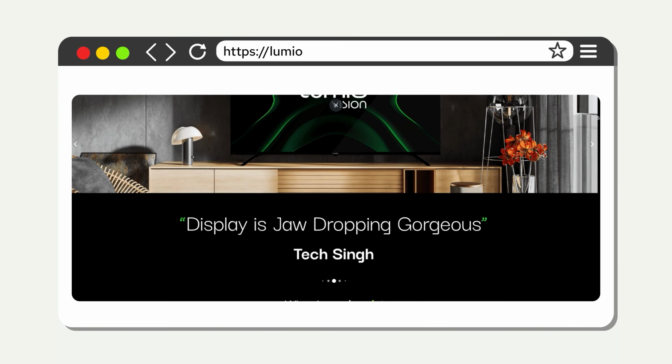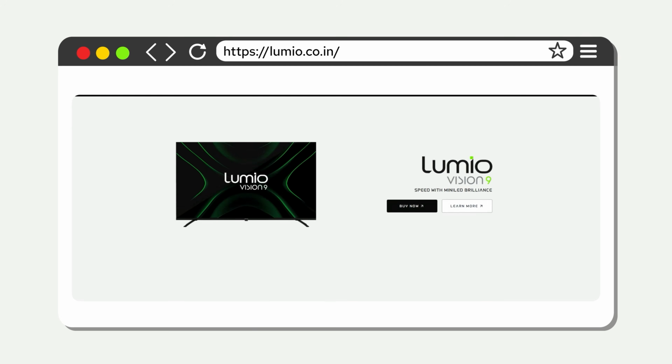Now, the thing is, in today's market, it is really important for TVs to not just offer capable displays alone, but also be tuned well. So yes, do look out for the color volume number the next time you're shopping for a TV. And while you're at it, do check out the Lumio Vision TVs as well.